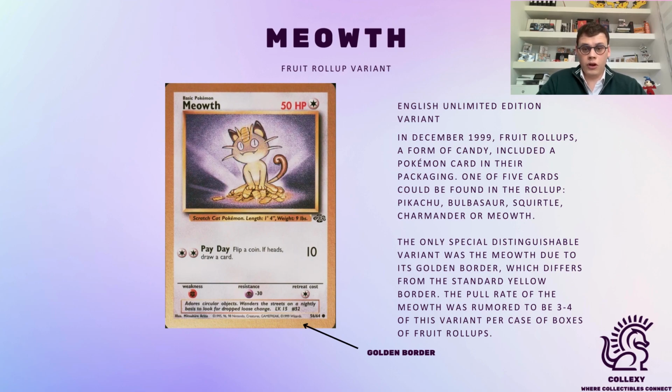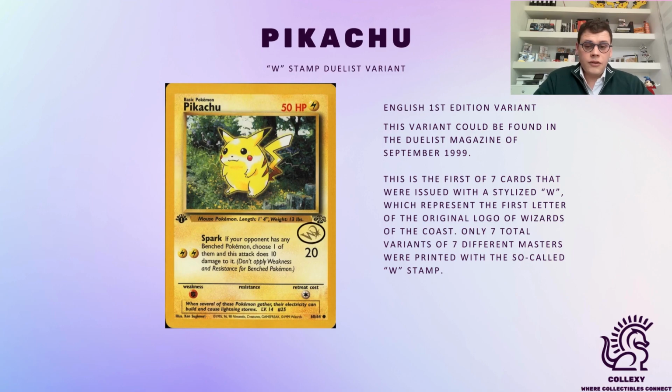The pull rate of this Meowth was rumored to be 3 to 4 of this variant per case of boxes of fruit roll-ups. So the next variant is Pikachu with the W stamp, the Duelist variant. It's a variant of the English first edition. This variant could be found in the Duelist magazine of September 1999. This is the first of 7 cards that were issued with a stylized W, which represents the first letter of the original logo of Wizards of the Coast, which were the printers and distributors of Pokemon back in the day. There are only 7 total variants of 7 different masters that were printed with the so-called W stamp.